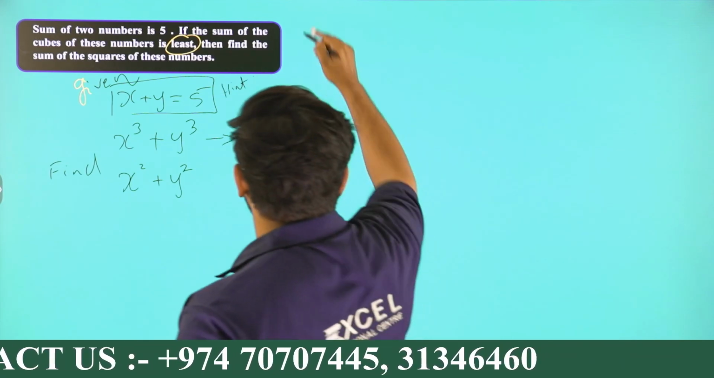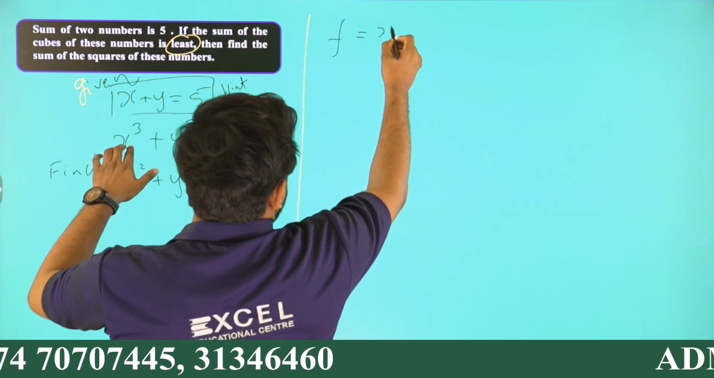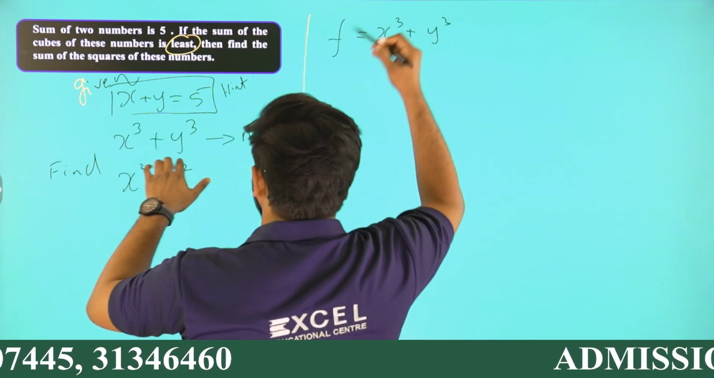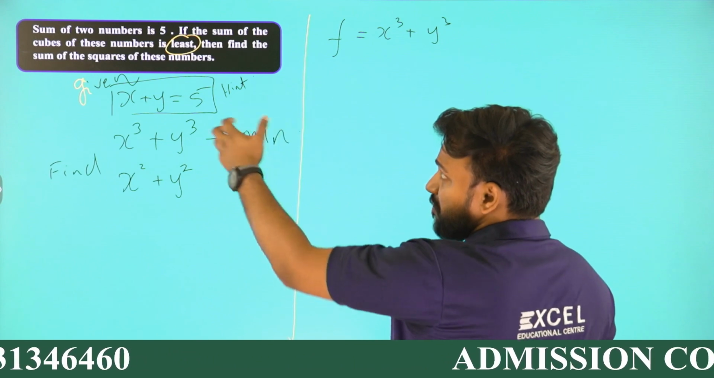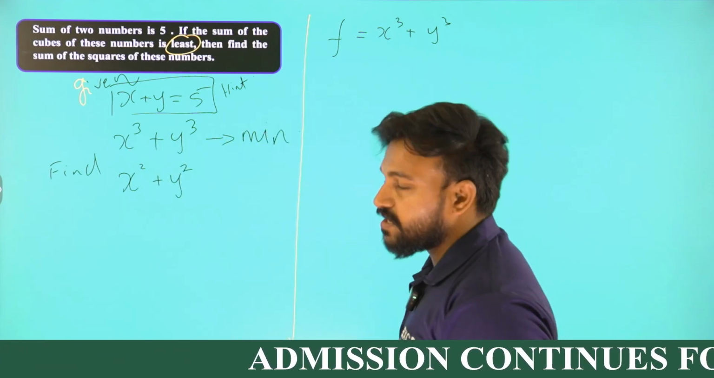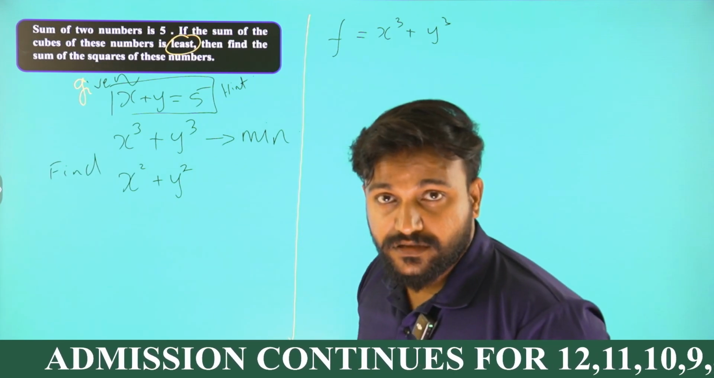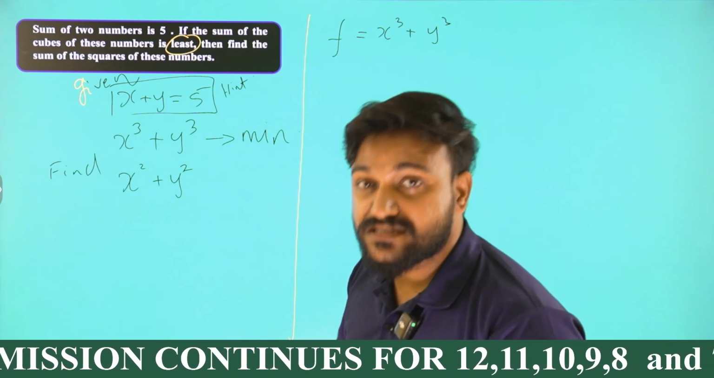What hint? Listen. What is your function? f is equal to x cube plus y cube. This is what you need to minimize. So minimum or maximum, whatever you need to find, this is the function. That's what the question says. But this is a two variable function. That's why I just called it f. It's not just f of x, because x and y are there.